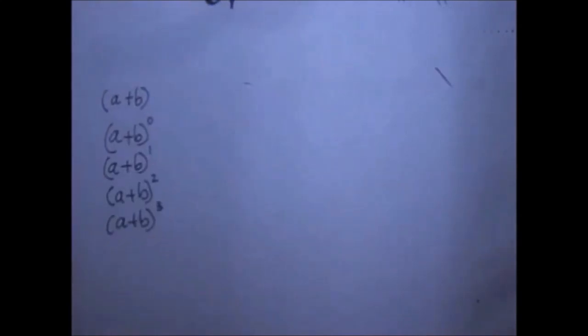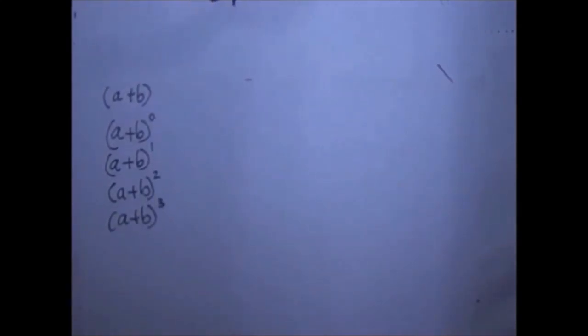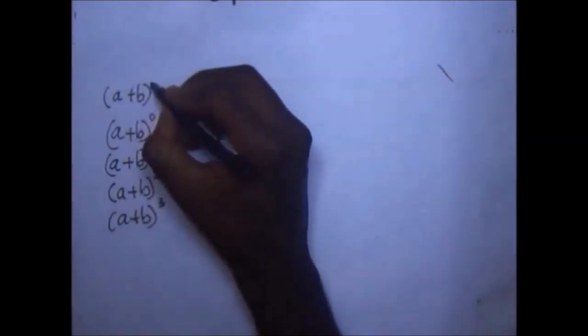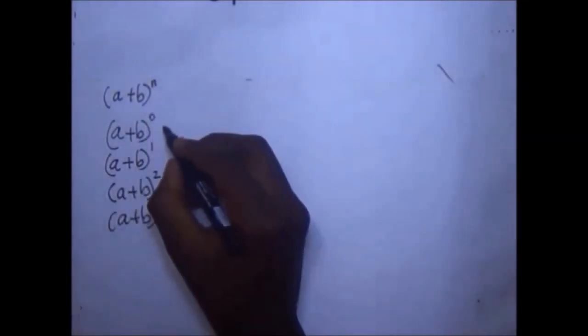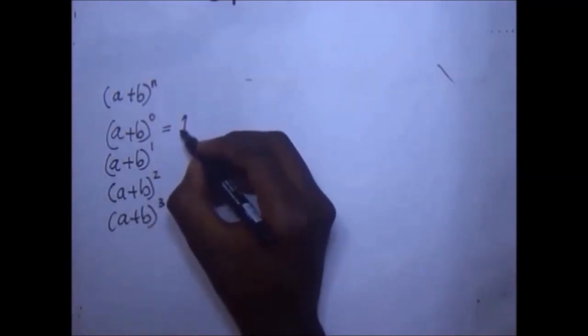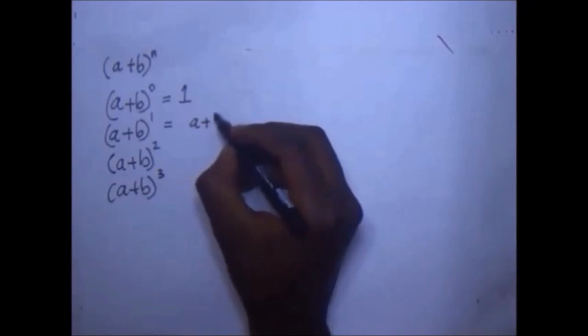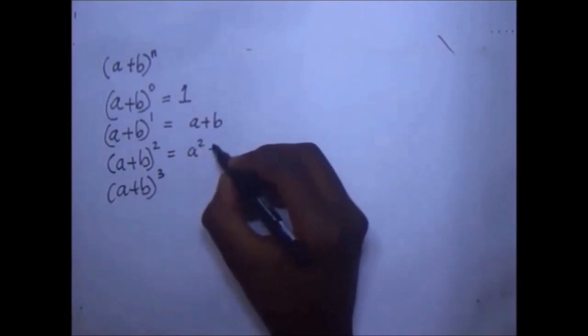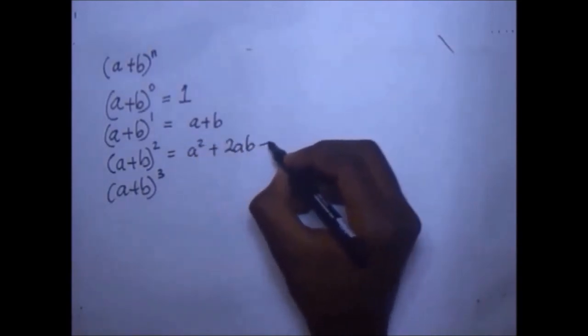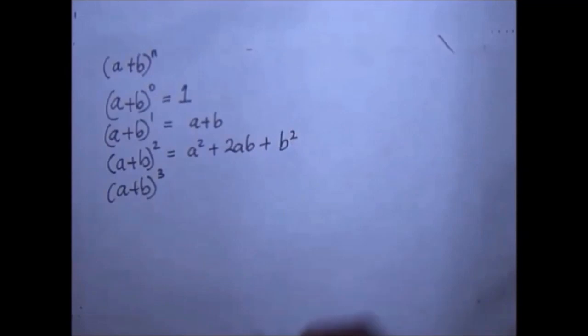All binomial expressions have two terms, such as (a + b)^n. So (a + b)^0: any number to the power 0 is 1, so that is going to be equal to 1. (a + b)^1 is going to be a + b, just like that. (a + b)^2 is going to be a^2 + 2ab + b^2.